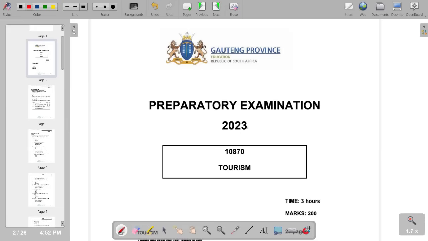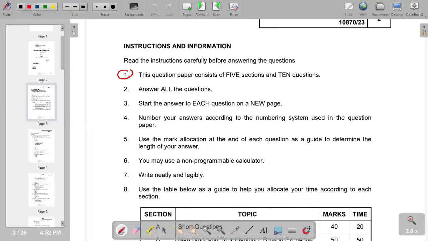So we are going to start on the instructions and information, whereby the first instruction reads: the paper consists of 5 sections and 10 questions. So we have got 5 sections and 10 questions. So you have to answer all the questions.